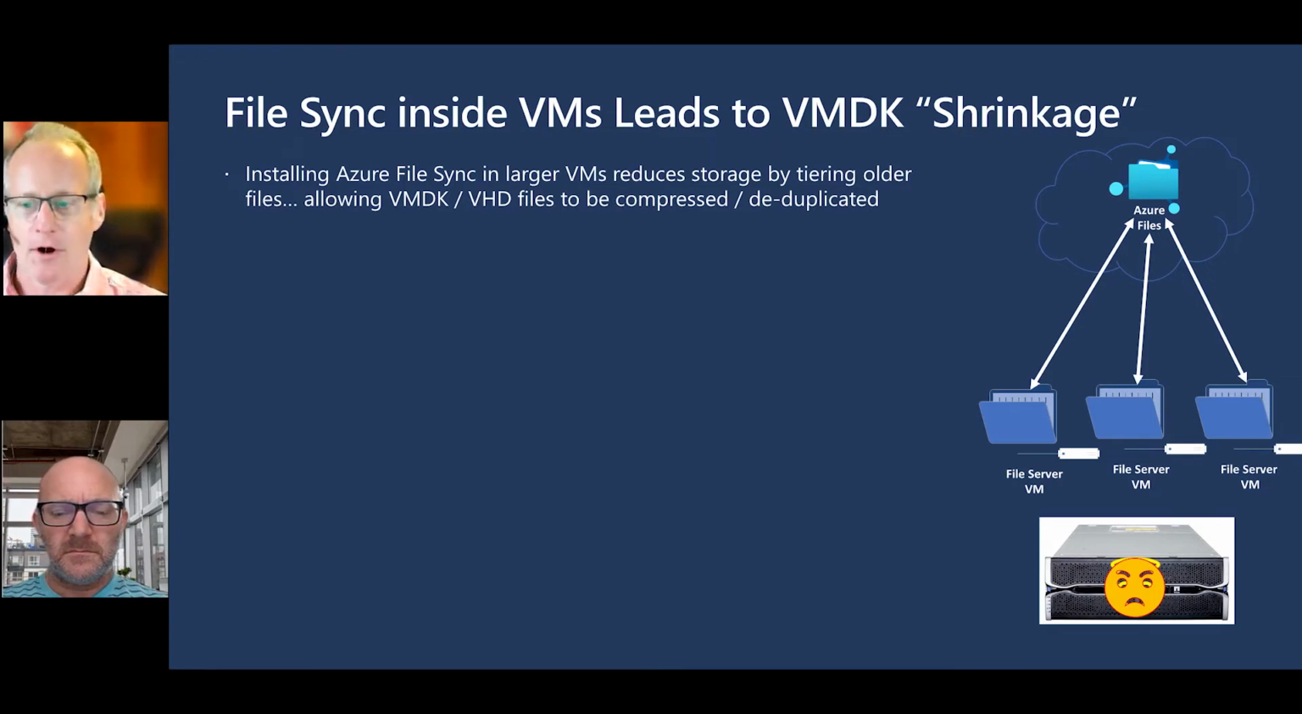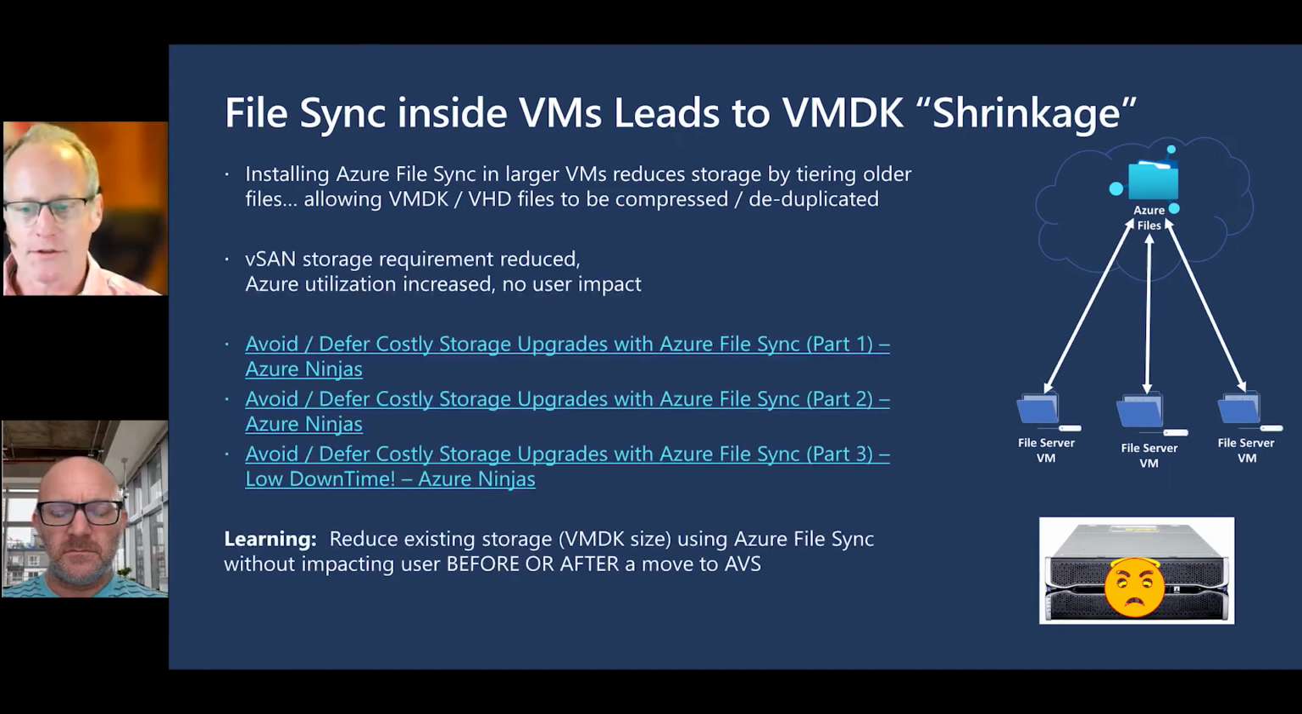So to summarize, if I've got a vSAN and it's cranky because I want to move my VMs up to Azure, I can go ahead on those file servers, run the Azure File Sync agent, make the storage capacity less, put myself in a happier storage position, and ultimately reduce my storage requirements in AVS.